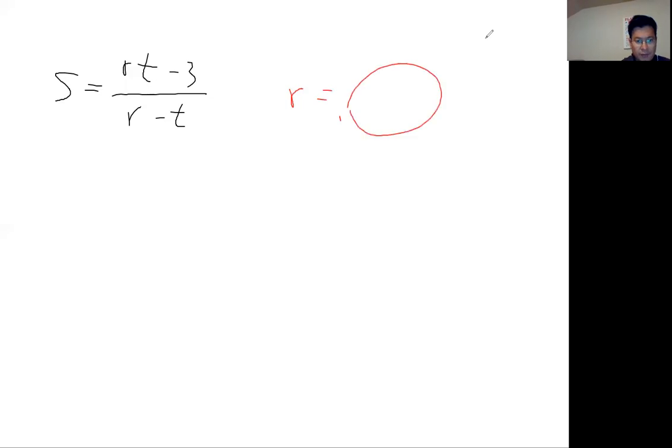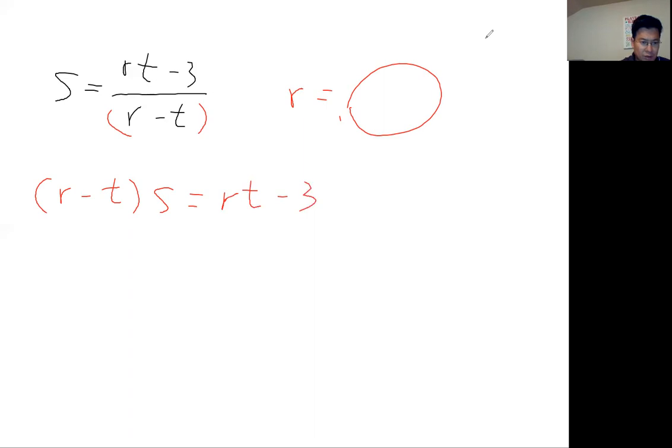You get to see these types of questions all the time from SAT or ACT. How you're supposed to do it is something that I'm going to show you. The given equation is S equals (RT minus 3) over (R minus T). Since the question is asking you to put this as R equals something, the very first thing we can do is multiply R minus T on both sides, so we can move this to the left side.